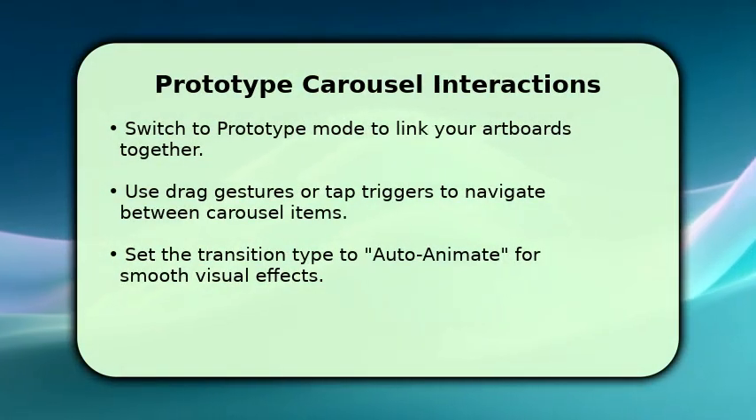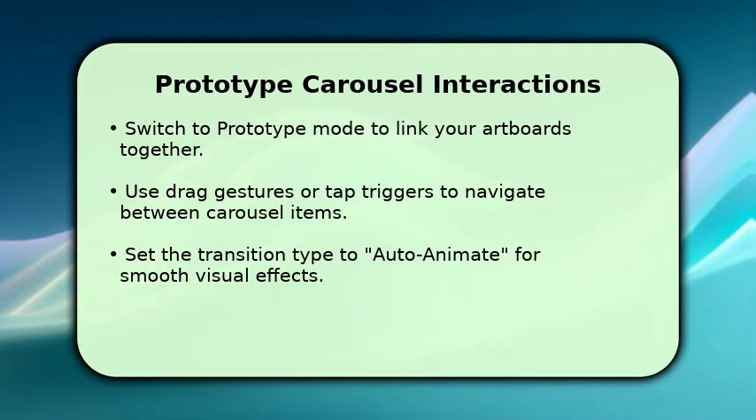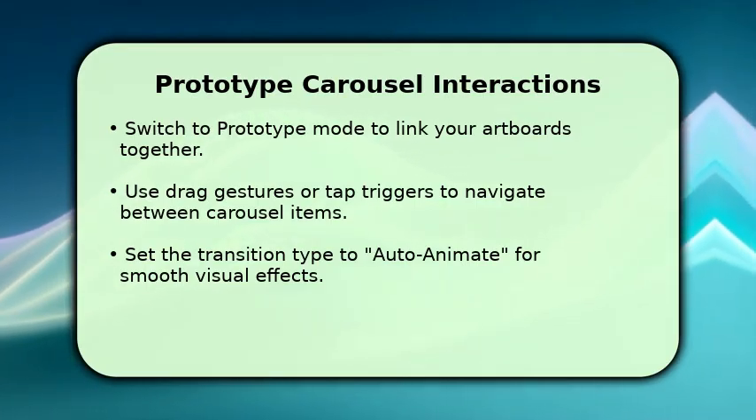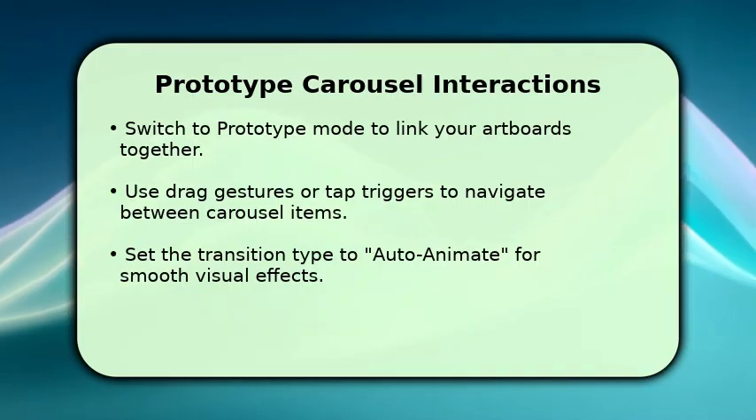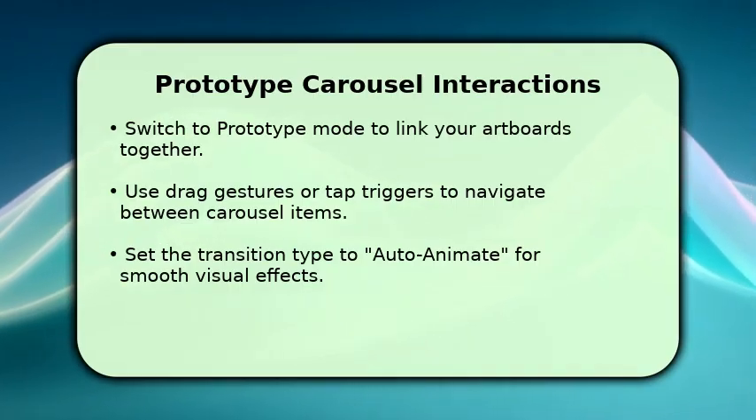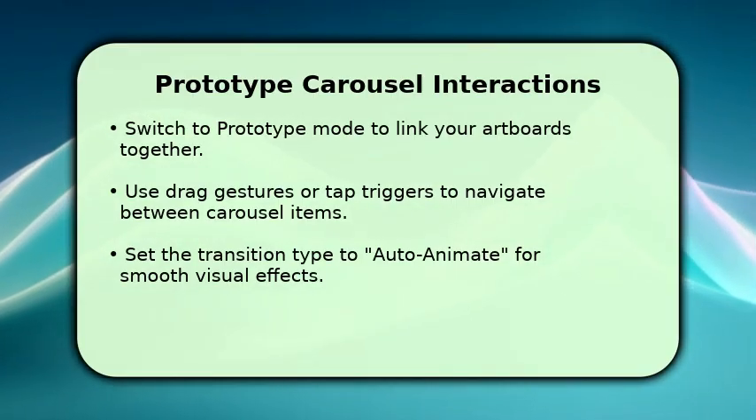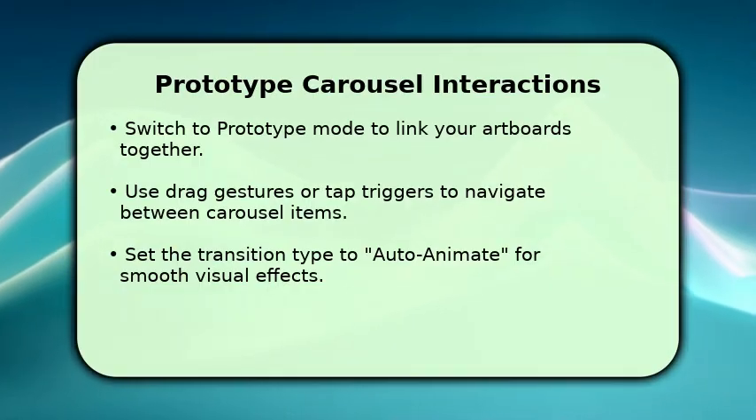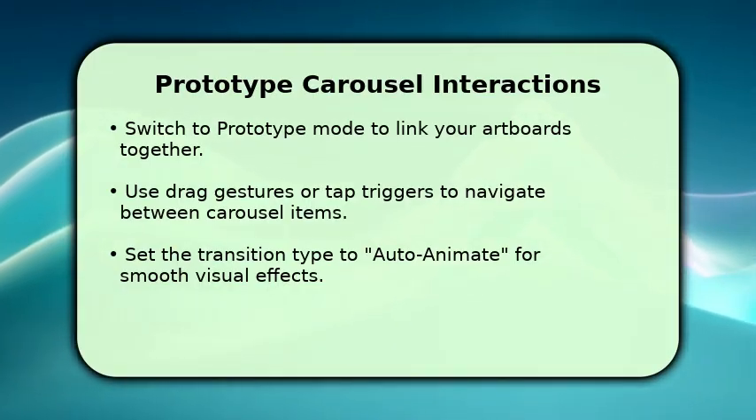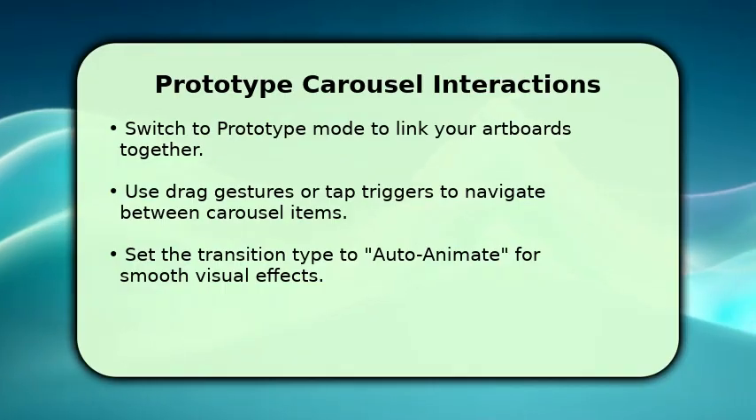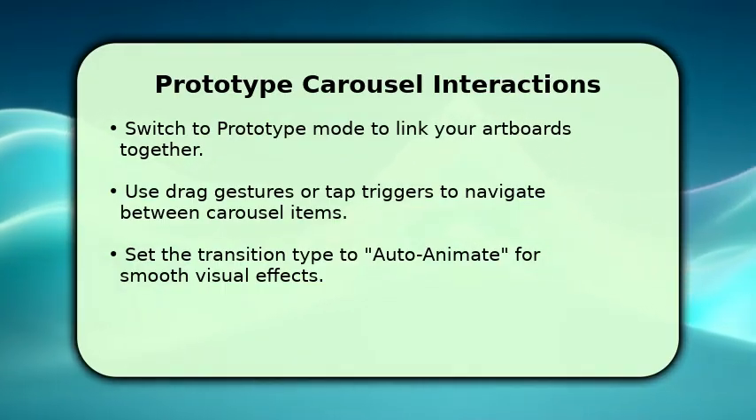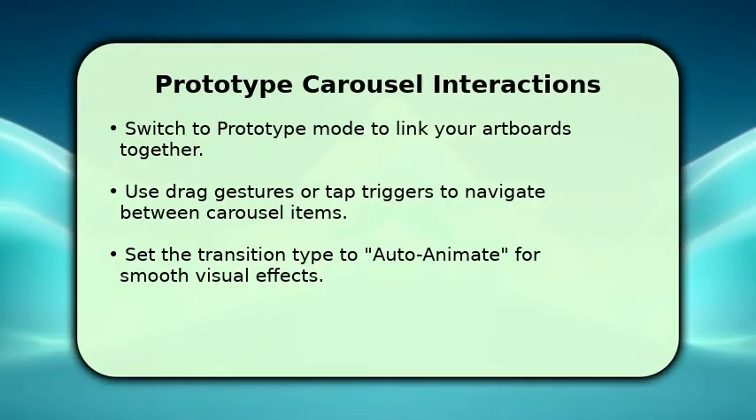Next, we'll bring your carousel to life by adding interactions. Switch over to prototype mode in Adobe XD. Here, you'll link your artboards, defining how users move between carousel items. You can use drag gestures for a swipeable experience or tap triggers for navigation buttons. Crucially, set the transition type to auto-animate to ensure smooth, fluid visual effects between each slide. This makes the user experience delightful.